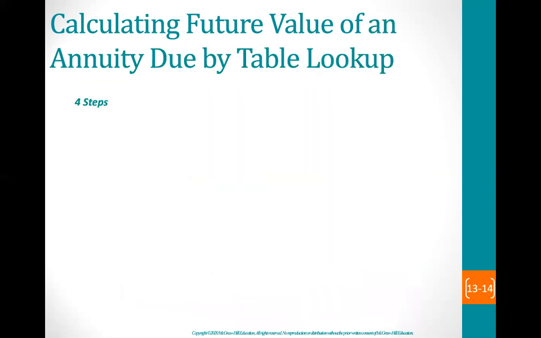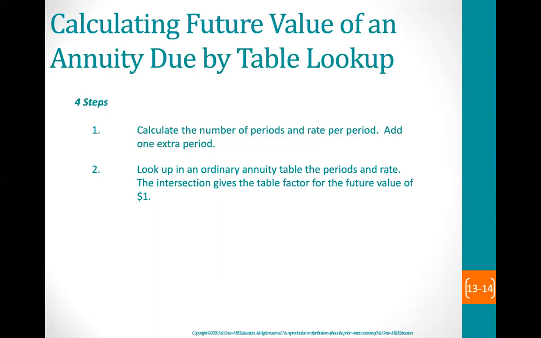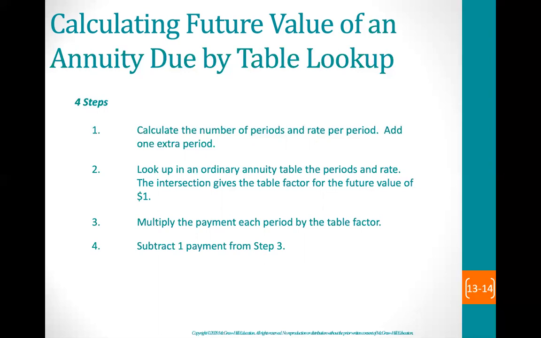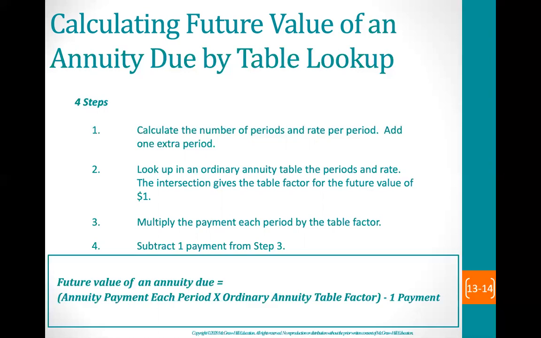You can also calculate the future value of an annuity due by the table lookup. Now pay close attention to this because there are 4 steps involved with this. 1, calculate the number of periods and the rate per period and add 1 extra period. So if we had 3 periods because it was 3 years, we need to add an additional period to make it 4. Look up in the ordinary annuity table the periods and the rate. This intersection gives the table factor for the future value of $1. Multiply the payment each period by the table factor. Then subtract 1 payment from step 3.